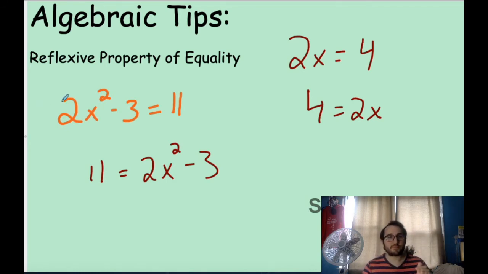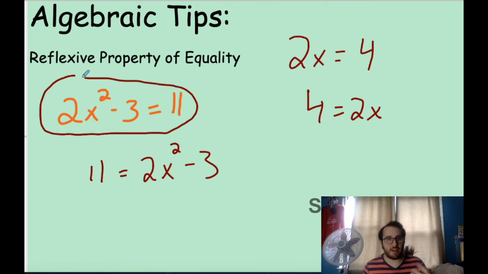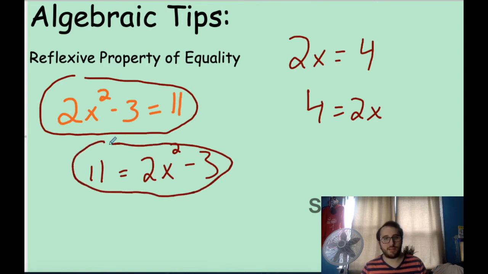For example, this, what I circled, a lot of you would say, okay, I've seen something like that before. But if I showed you the thing on the bottom, you might be like, I don't know what that is because it looks a little bit different, but really it's the same thing. So if that bothers you, which sometimes it bothers me, I like to switch it so that my variables are on the left and everything else is on the right-hand side.